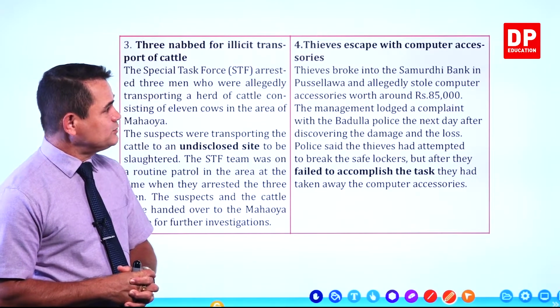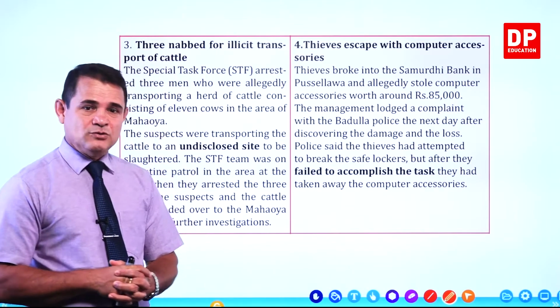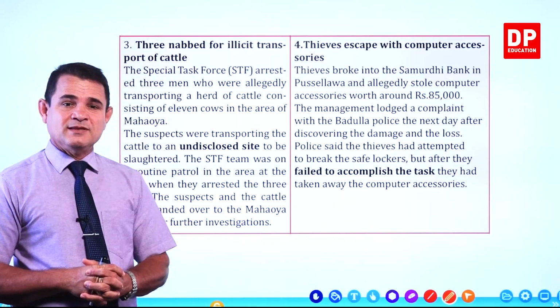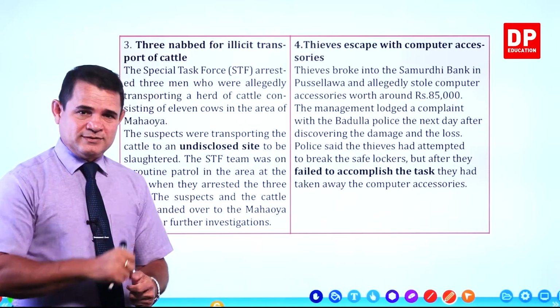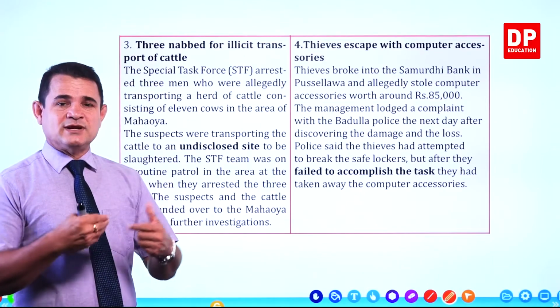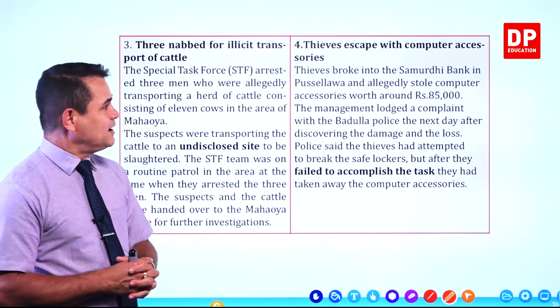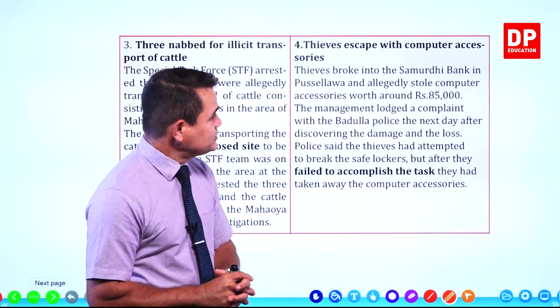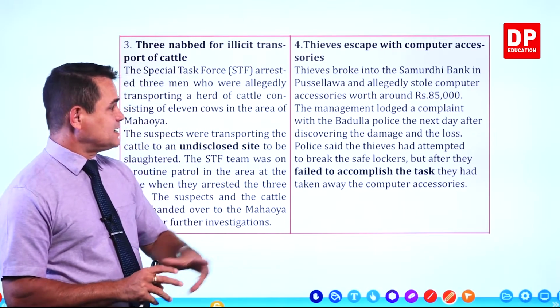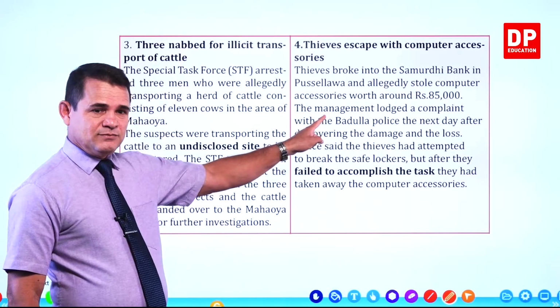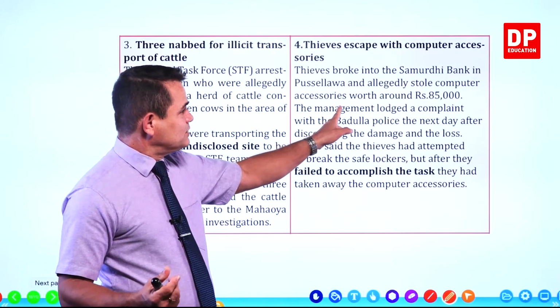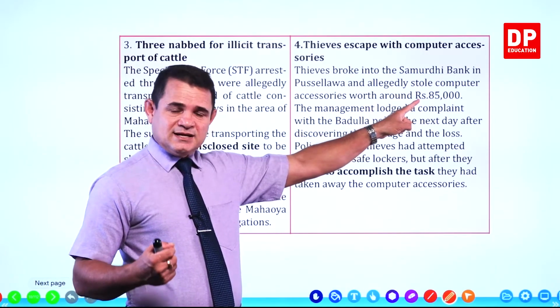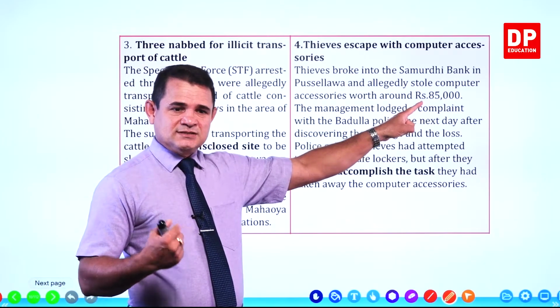Thieves broke into Samurdhi Bank. You know, broke into means කඩාගෙන ඇතුල් වෙනවා. සමෘද්ධි බැංකුවකට ඇතුල් වෙලා තියෙනවා. Into Pussallava and allegedly stole computer accessories. Computer කොටස් stole. Steal කියන්නේ සොරකම් කරනවා. ඒකේ past tense එක stole.